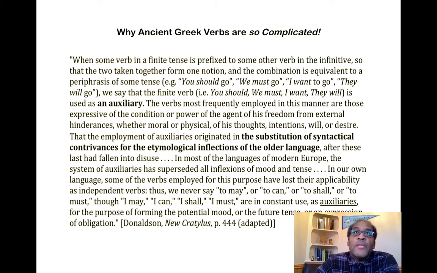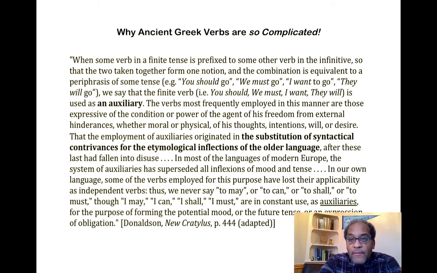Okay, so in English we have would, should, must, will, these auxiliaries that announce certain aspects of tense or mood, which in Greek, or Latin, but in Greek especially, will be built into the verb itself. So the fact of the matter is, this boils down to the fact that English leans heavily on the use of auxiliaries, which don't exist in Greek.